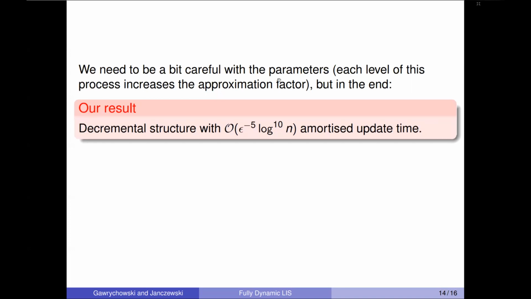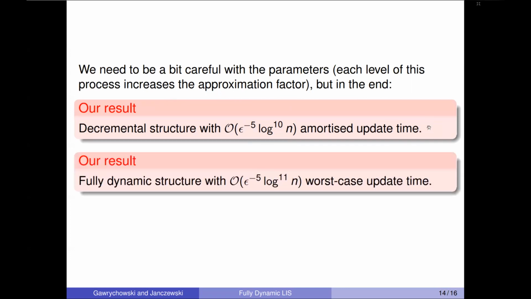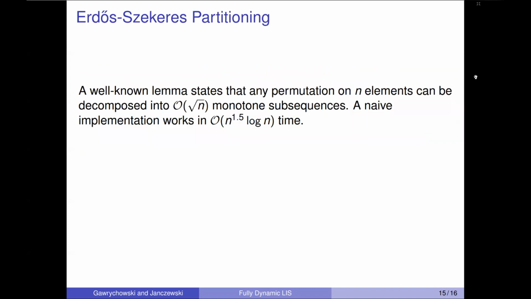And we can get a decremental structure working in polylogarithmic amortized time. And it's not that complicated to firstly extend it to handle also insertions, so both deletions and insertions of points, or of elements, to the array. Okay. And second thing, we can make it work in worst case polylogarithmic update time, not just amortized. And that's all about the main algorithm.